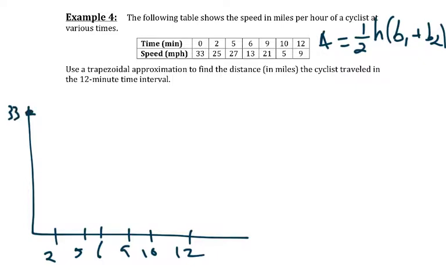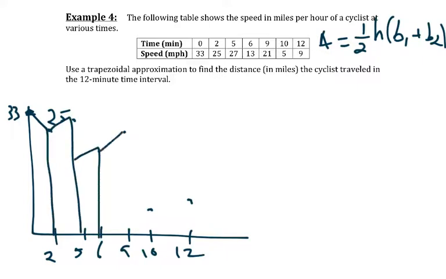2 is 25. This is 25, 27, 13, 21, somewhere here. 10 is 5, so it should be here. And 12 is about 9. So we can see these would be the points, and these would be the trapezoids, if you can use your imagination.